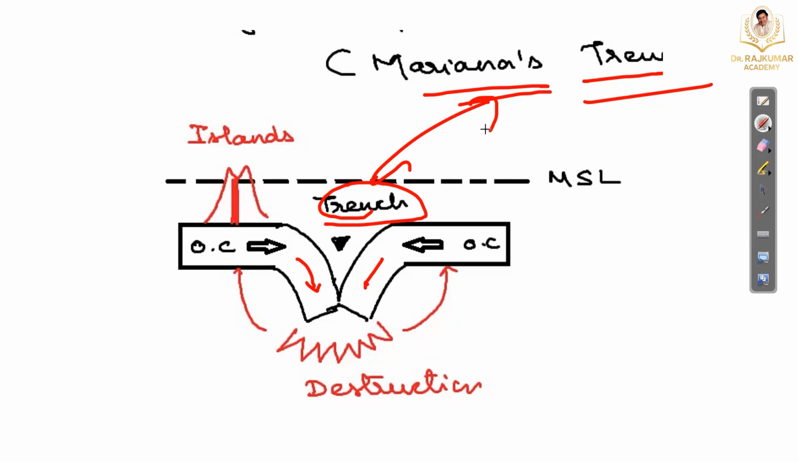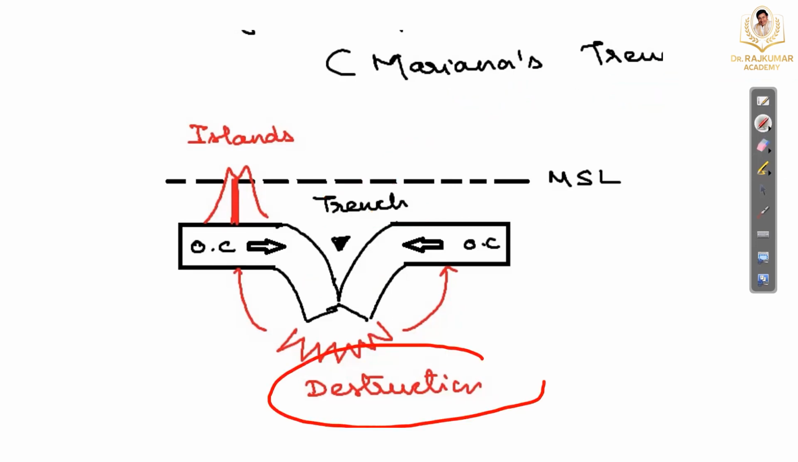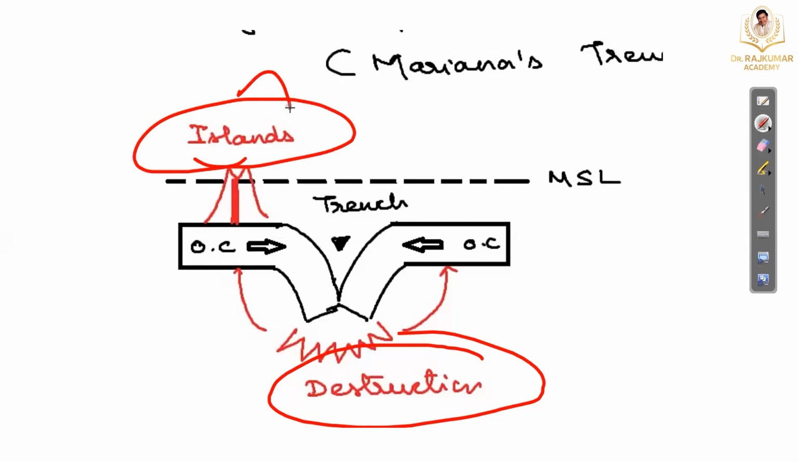So one thing is there, right? We'll be having the formation of a trench. And can I say this place again will be having what? Destruction. If destruction is taking place, what will happen? Volcanic activity. And if volcanic activity is happening along the ocean floor, right? What we may have is the formation of what? Islands. Okay.